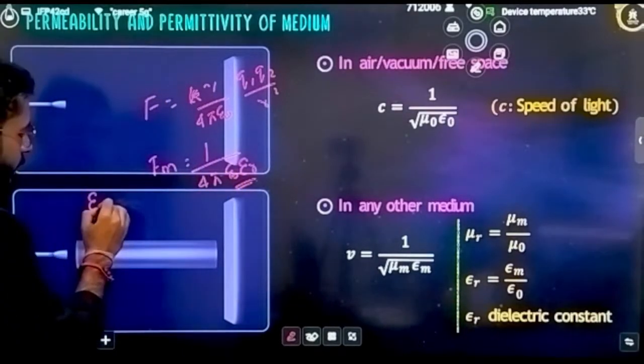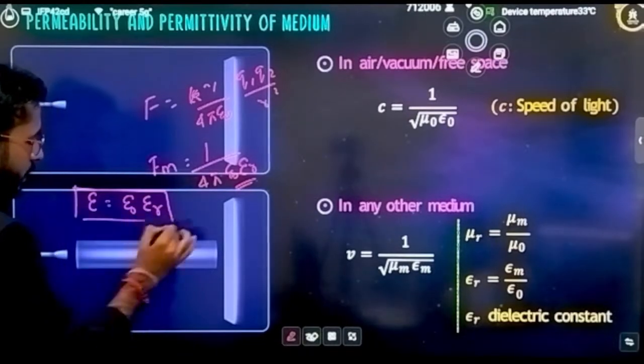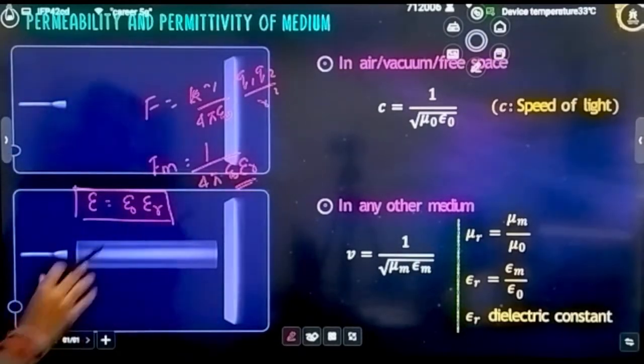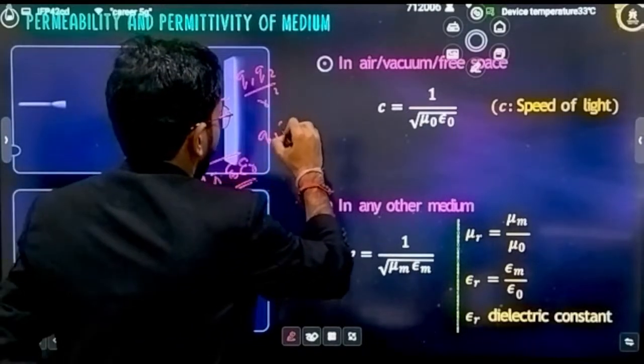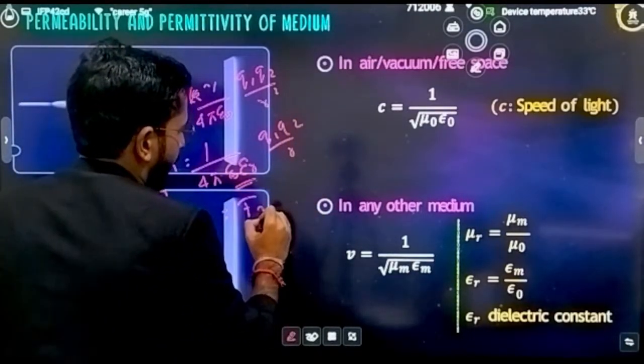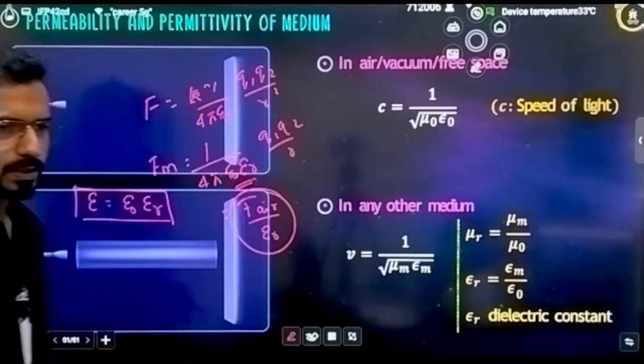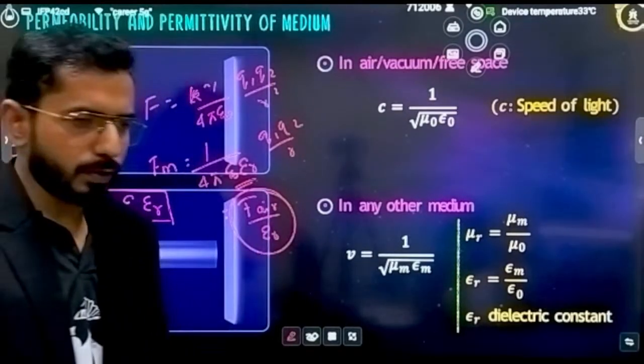That means what I have told you there, that epsilon is equal to epsilon naught into epsilon R. This is a very important result, and it was defined by K, Q1 Q2 divided by R square. So basically I have told you to just write the force in air, divide it by the relative permittivity, and you will have the result. This is the only thing that you have to do.